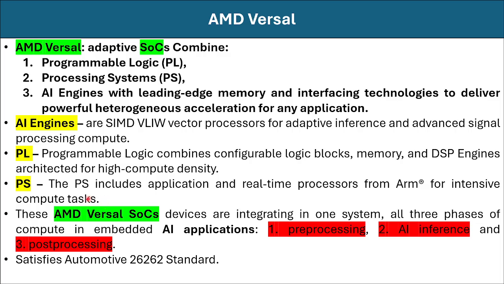Also, these AMD Versal system on chip devices are integrating in one system all three phases of compute in embedded AI applications. It means pre-processing, AI inference, and post-processing. Also, AMD Versal is satisfying the automotive ISO 26262 standard. So for some listeners, maybe it's a very important feature to be applied in many senses.